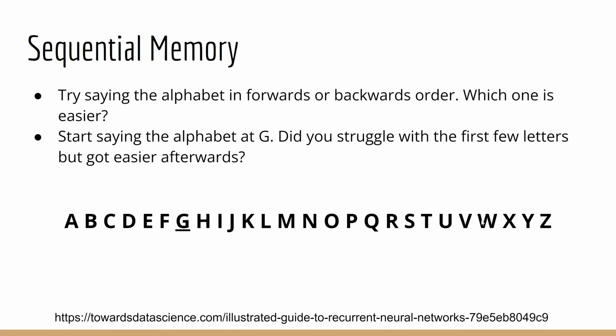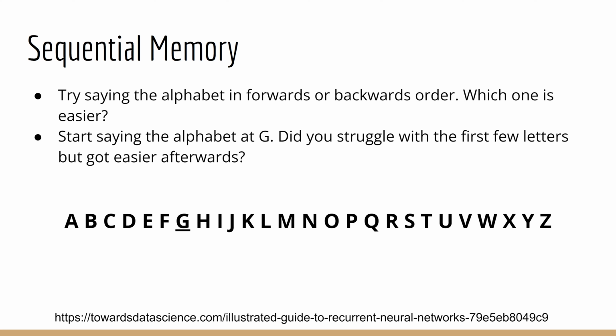Okay, and just to get more of the intuition behind the RNN logic, I was going through a few of the online articles about this, and I found this pretty cool experiment about how sequential memory works. So the first experiment, you can try this on your own as well: try saying the alphabet forwards or backwards, and see which one's easier. If I say it forwards, like A, B, C, D, F, G, pretty easy, I think.